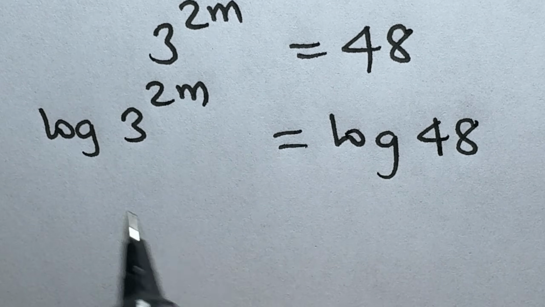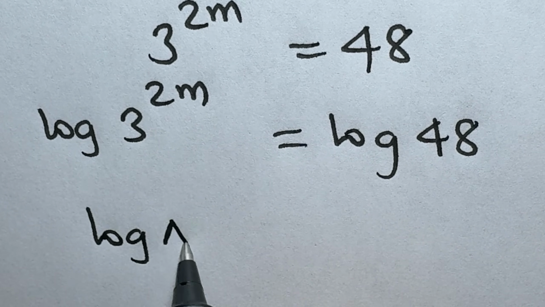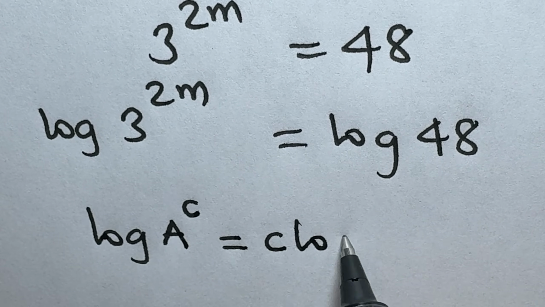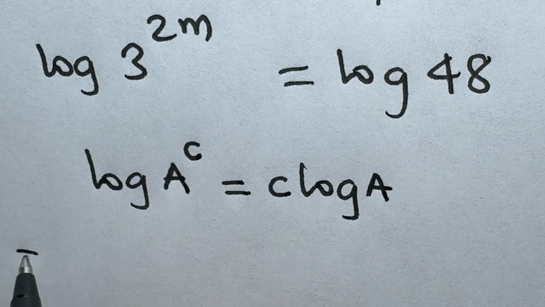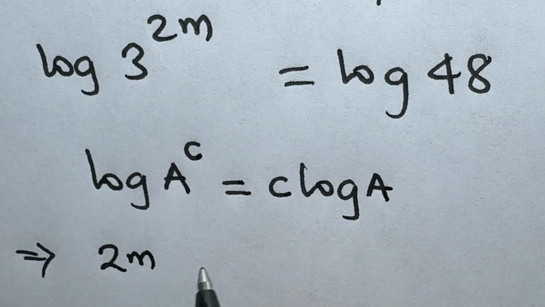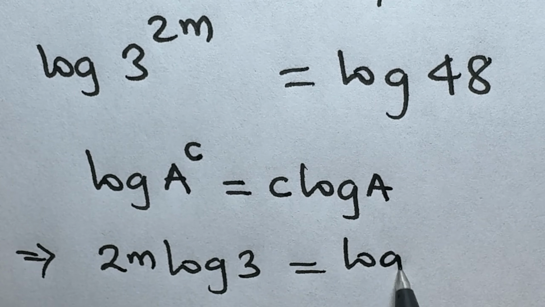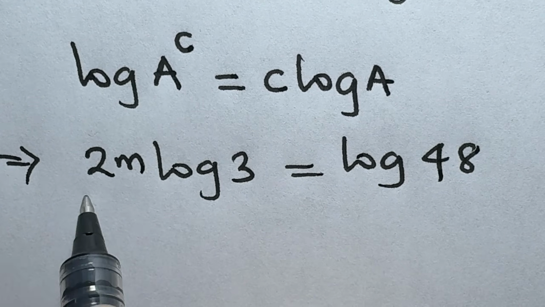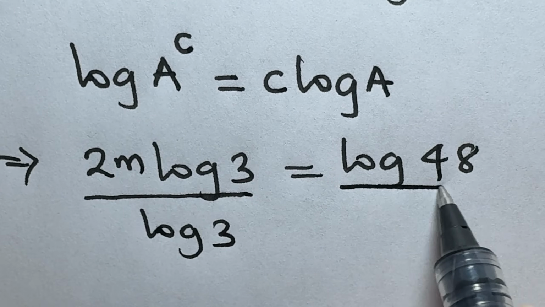Then the expression on the left is of the form log a raised to power c, which will give us c times log a. This then becomes 2m times log 3 is equal to log 48. We can divide both sides by log 3.